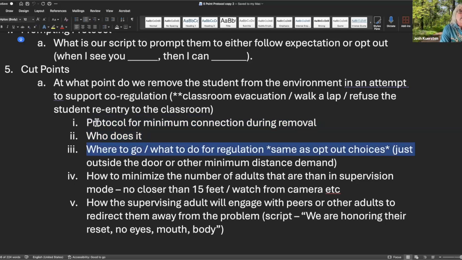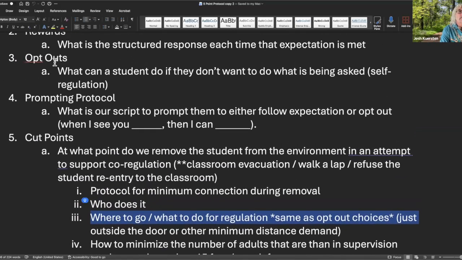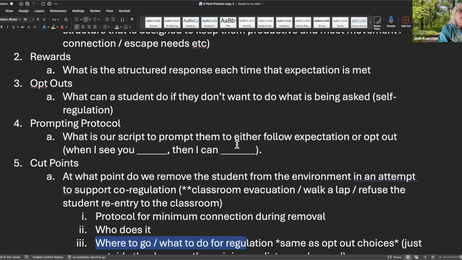This is the same thing: where to go and what to do for regulation. This has to do with opt-outs. So what's the kid supposed to do? Where is he supposed to go and what is he supposed to do for regulation? Because we need to be ready to reinforce right away. So even if we're at a cut point, even if we have to do a classroom evacuation walk lap, even if the teacher walks everybody out, and on the way in, this kid goes to the place that was designated and shuts down, but he's where he's supposed to be doing what he's supposed to be doing, that would prompt us back up to here.